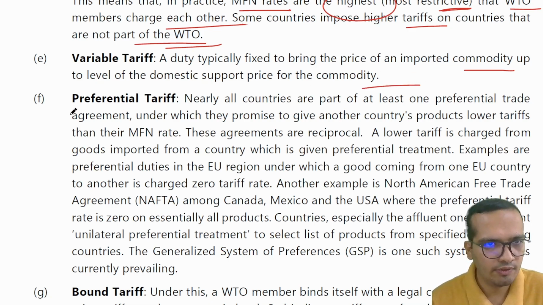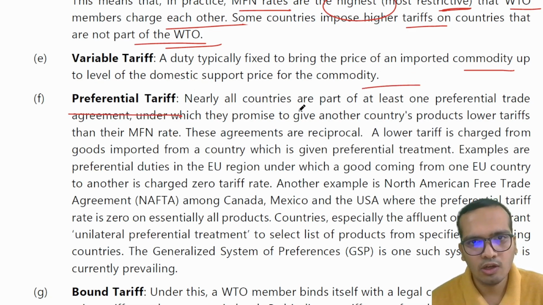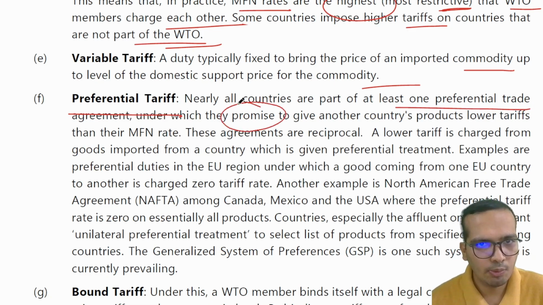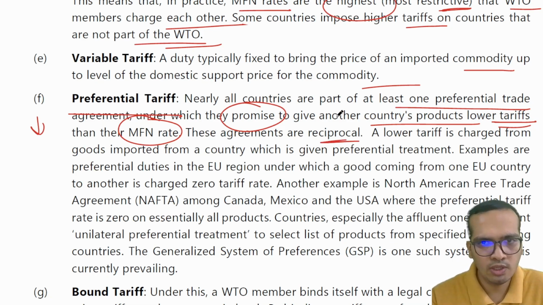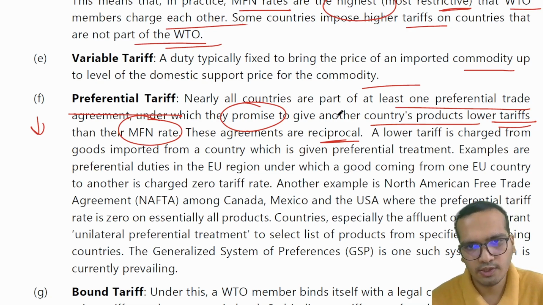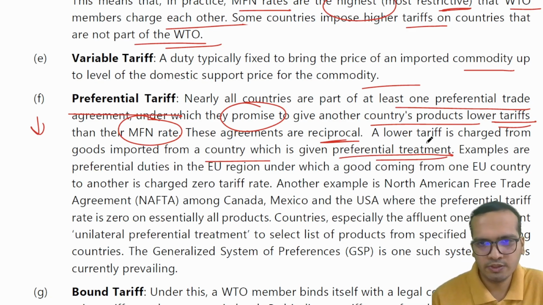फिर आता है प्रेफरेंशियल टैरिफ. So nearly all countries are part of at least one preferential trade agreement under which they promise to give another country's product lower tariff than their MFN rate. मतलब ये वाला रेट से कम lower tariff. These agreements are reciprocal, means आप हमारे एक गुड्स को लोअर टैरिफ दो, हम आपके कोई एक गुड्स को लोअर टैरिफ देंगे, कम टैक्स लगाएंगे. और lower tariff is charged for goods imported from a country which is given preferential treatment, special preferential treatment.